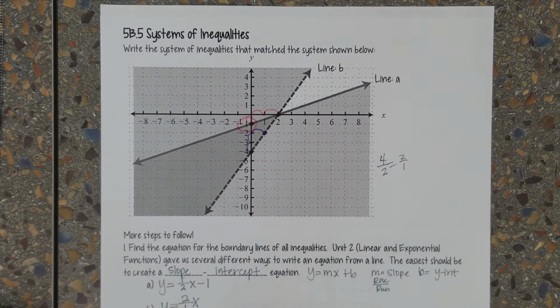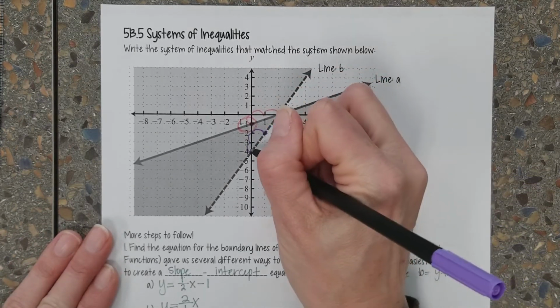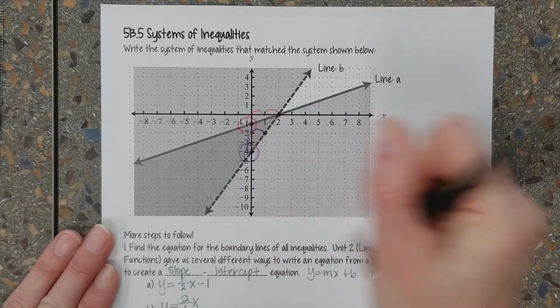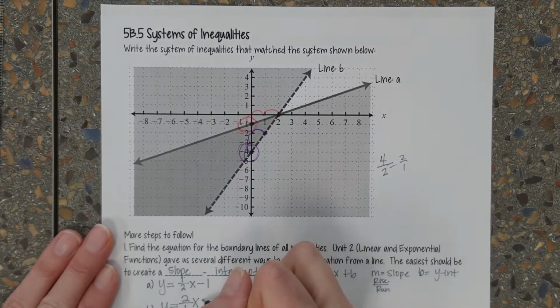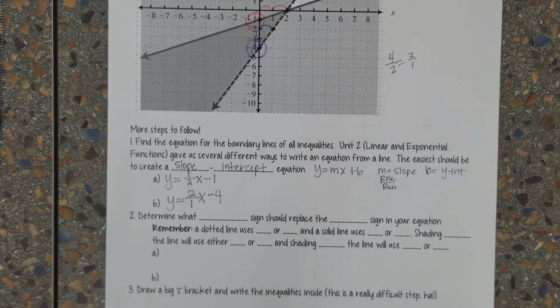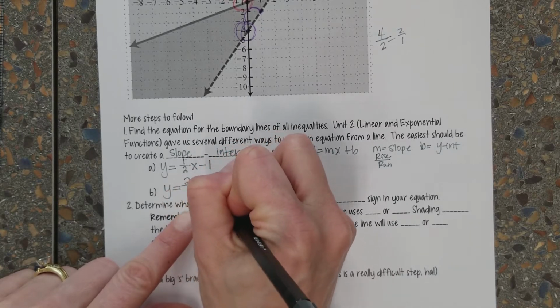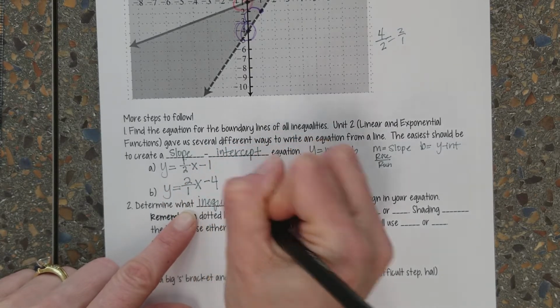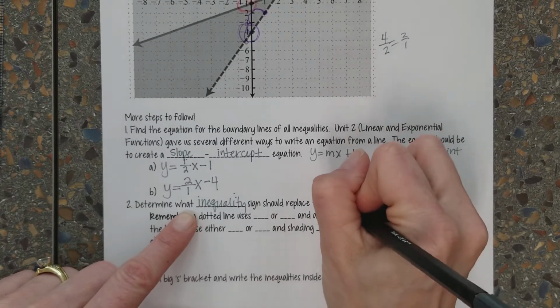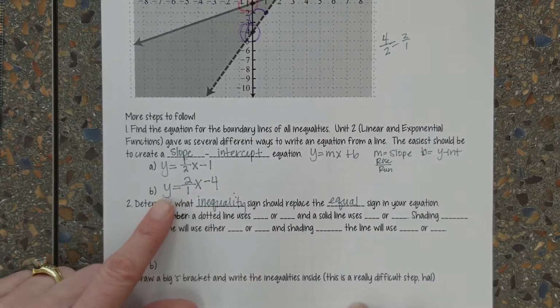And then we need to find the y-intercept. Again, this is my y-axis right here. So it intercepts right here at -4. So we're going to write -4. Okay, so that's step 1. Step 2, we need to determine what inequality sign should replace the equal sign in these equations that we just wrote up here.